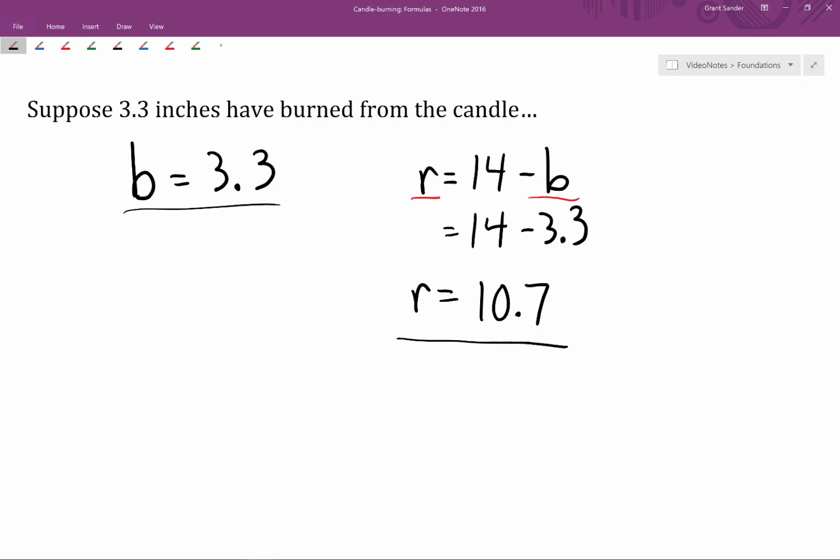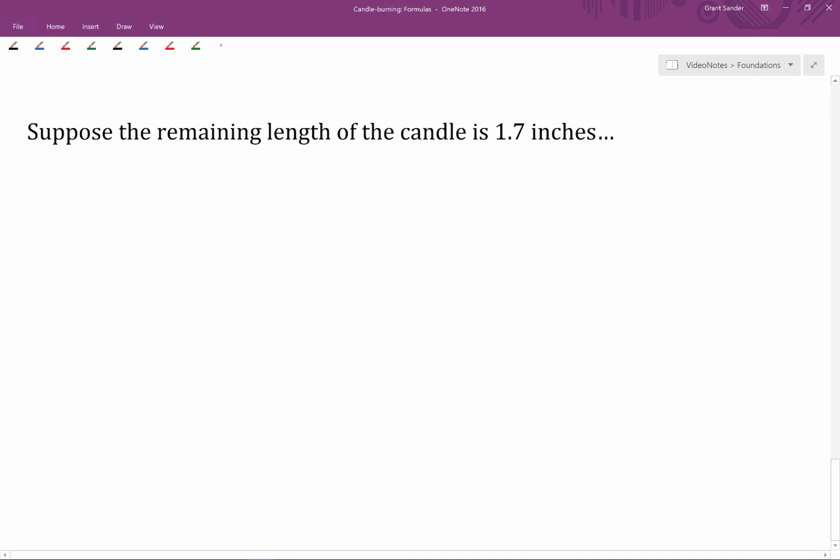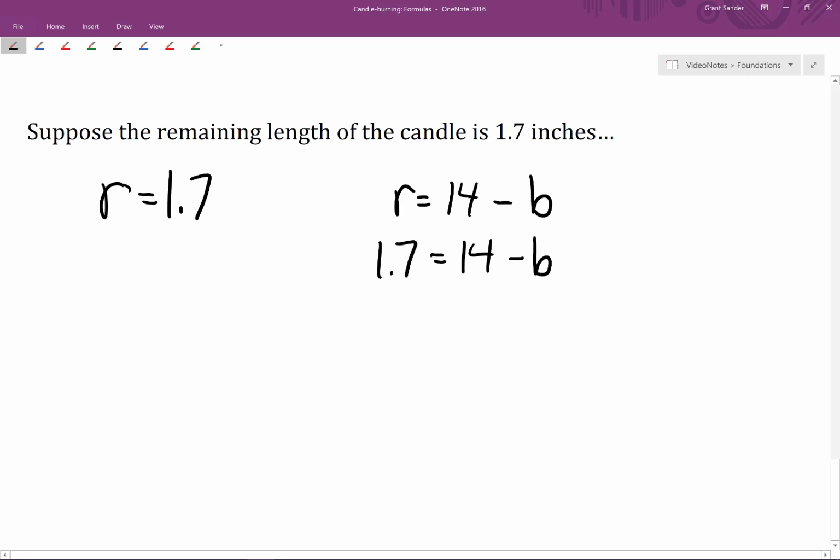Now, let's flip this around a little bit. Let's suppose the remaining length of the candle is 1.7 inches. This would mean that the variable r has a value of 1.7. Now we know that r is equal to 14 minus b based on our formula, and if we plug in this value for r into this equation here, we have 1.7 being equal to 14 minus b.